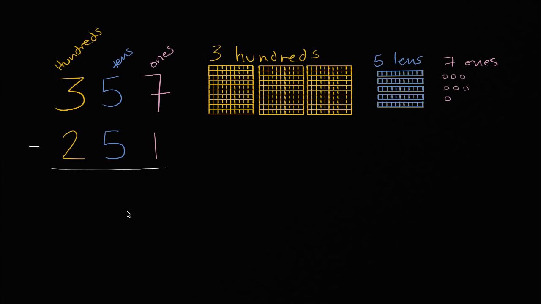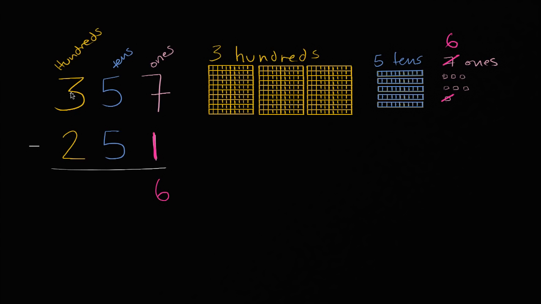So let's work through this together. Let's first focus on the ones. We're starting off with 7 ones, and 3 hundreds, 5 tens, and 7 ones, 357. And we are going to take away 1 one right over here. Let me do this in a different color. So let's take away 1 one, and then we're going to be left with 6 ones.